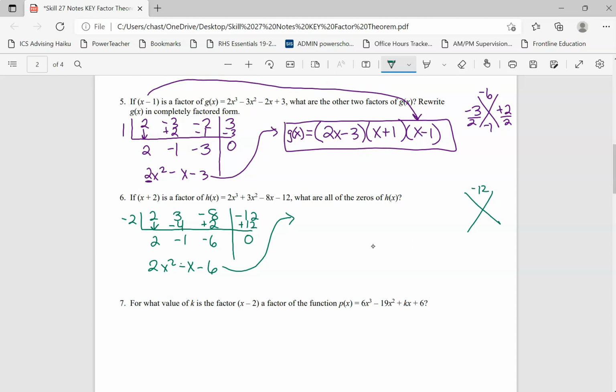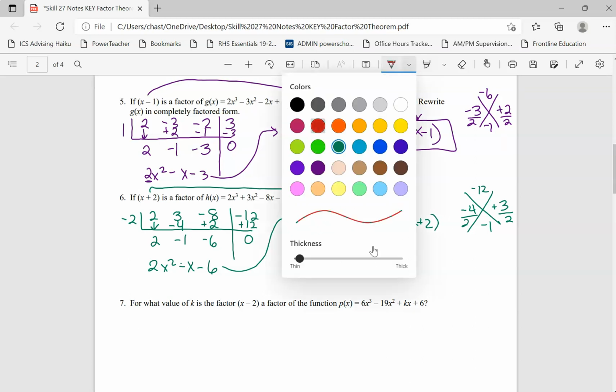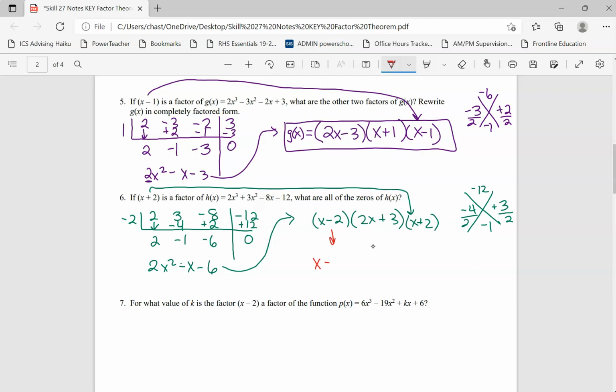So AC is negative 12 and B is negative 1. So we're using negative 4 and positive 3. But we're dividing them by the a term of 2. So we're going to have x minus 2 and 2x plus 3. And let's, of course, not forget about x plus 2. So now, what are the zeros? Well, x equals 2, x equals negative 3 halves, and x equals negative 2. Those will be your zeros.